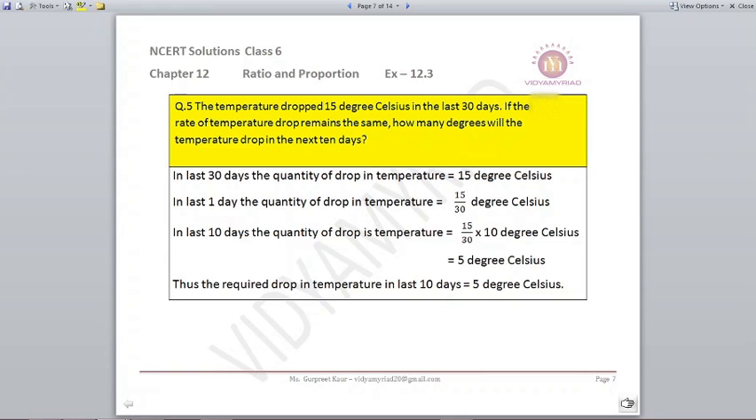Question number 5. The temperature dropped 15 degrees Celsius in the last 30 days. If the rate of temperature drop remains the same, how many degrees will the temperature drop in the next 10 days? So for 30 days, the temperature fall is 15 degrees. For 1 day, it will be 15 upon 30. For 10 days, it will be 15 upon 30 multiplied by 10, which is 5 degrees Celsius. So in the next 10 days, the temperature will drop 5 degrees Celsius.